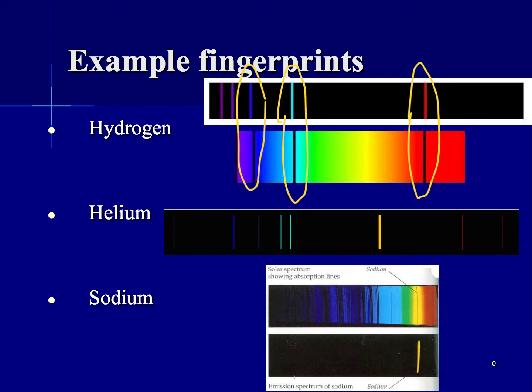Now, can you see how those are different than the third one labeled helium? Helium has 2 red lines instead of 1, a yellow line, and several more in the blue and violet end of the spectrum. Sodium has a characteristic pair of lines in the yellow part of the spectrum.